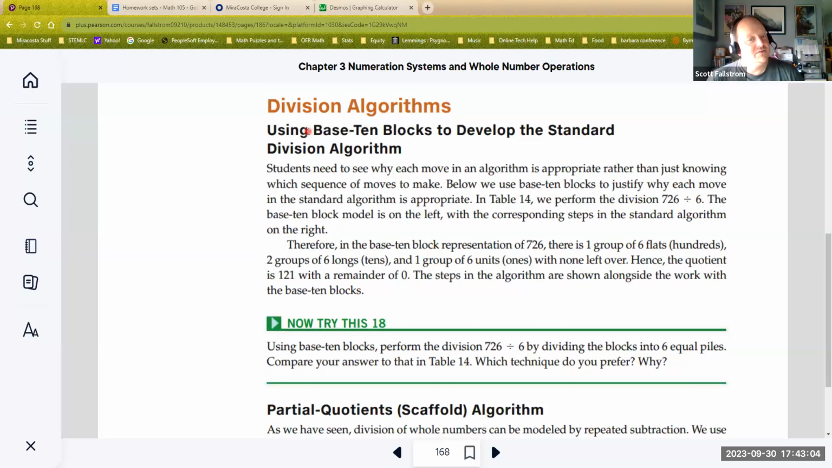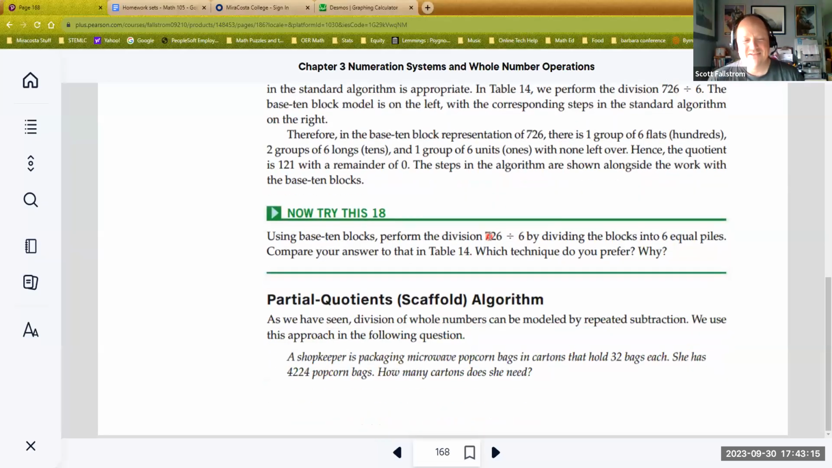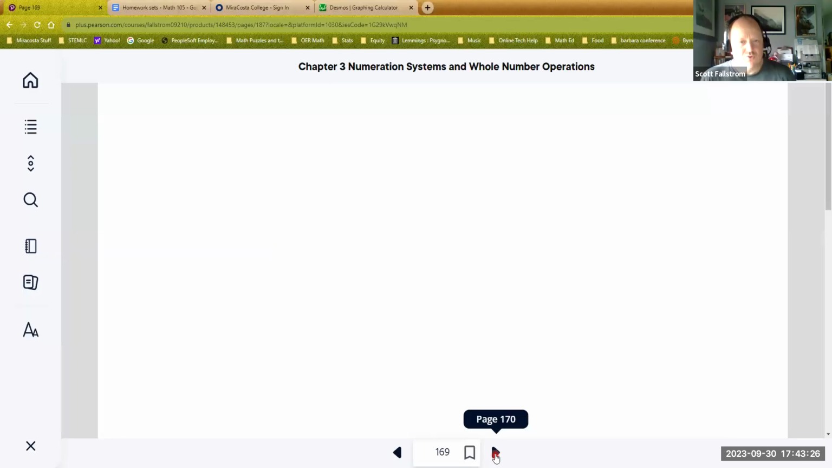All right, now here they're going to use base 10 blocks to develop the standard division algorithm. The standard algorithm is the idea of moving from left to right. Some of you think of this as long division. Hopefully we'll have time to show you what short division looks like, which is pretty awesome. Okay, so we're going to do this with partial quotients. This is oftentimes the way you would want to start this, partial quotient wise.